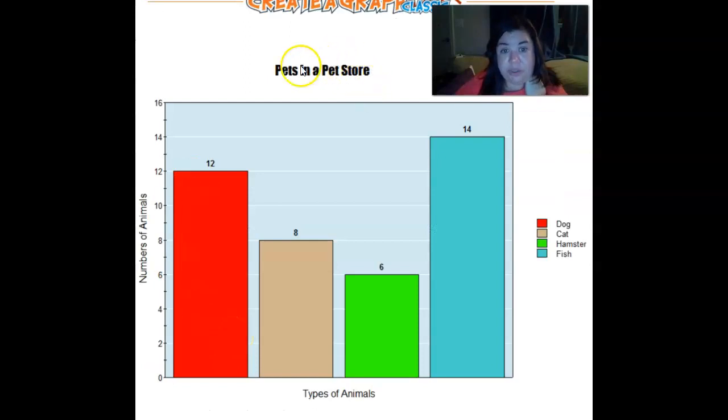When you make your bar graph, you should have titled it something like this, Pets in a Pet Store. Here you'd have numbers of animals and types of animals or something similar to that. On this one, I wasn't able to label each one, but they are color coded. So yours should say dog, cat, hamster, fish. And see, it goes by 2's. It has the number of each one. So yours should be similar to that. Did you get that?